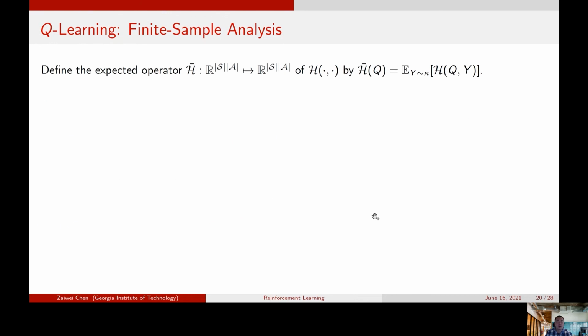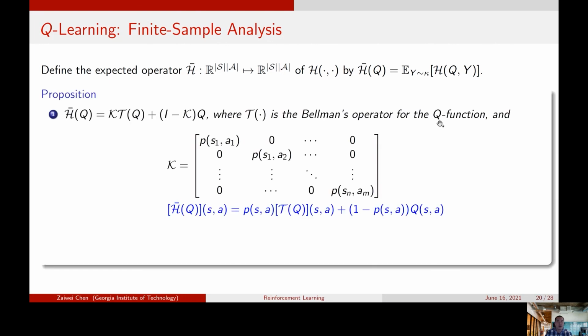So in order to apply our result, we need to show that all the assumptions are satisfied. Here we only show one assumption, which is the sup-norm contraction property. Define the expected operator to be the expectation of the noisy operator, where the random variable y is sampled from the stationary distribution. In this case, we can explicitly compute the expected operator, which is given by this formula here: K times TQ plus I minus K times Q, where T is the Bellman operator for the Q function, and K is a diagonal matrix where the diagonal entries are the stationary probabilities of visiting state-action pairs.